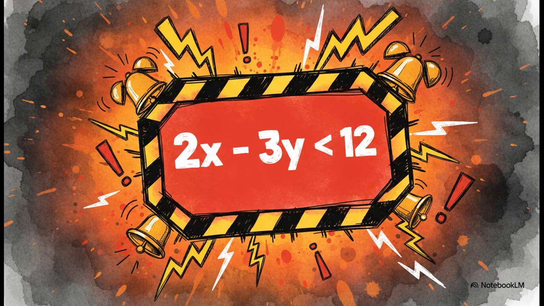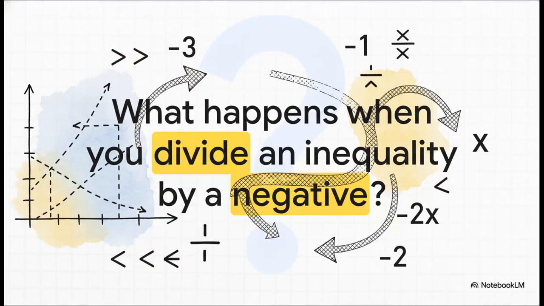All right, time to enter what we're calling the danger zone. Let's look at 2x minus 3y is less than 12. You should notice right away that y isn't by itself, and that, my friends, is our signal to be extra careful. See, to get y all alone on the left side, we're going to have to subtract 2x and then divide everything by -3. So the big question is, what's that one special rule you absolutely have to remember when you multiply or divide an inequality by a negative number?